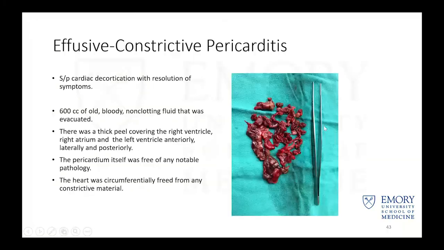So this patient went to surgery. He had an effusive constrictive case. We think they most commonly happen after hemopericardium or if you had blood around the heart. So he went to surgery, and he didn't have pericardiectomy, but he had decortication of the heart. So they took out 600 cc of old bloody material, and they stripped the heart from all these clot and fibrinous chunks here. And there was a peel that was covering the right ventricle that they also freed from constriction.